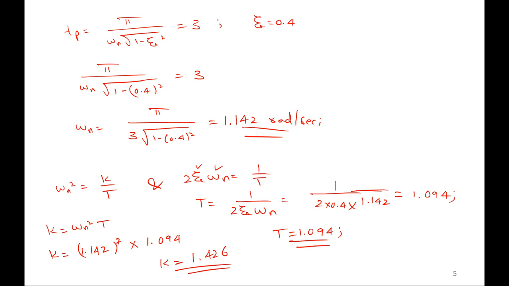So let me verify here. K is 1.42. We have got it. And the value of t is 1.09. Okay, it is fine. It's correct.